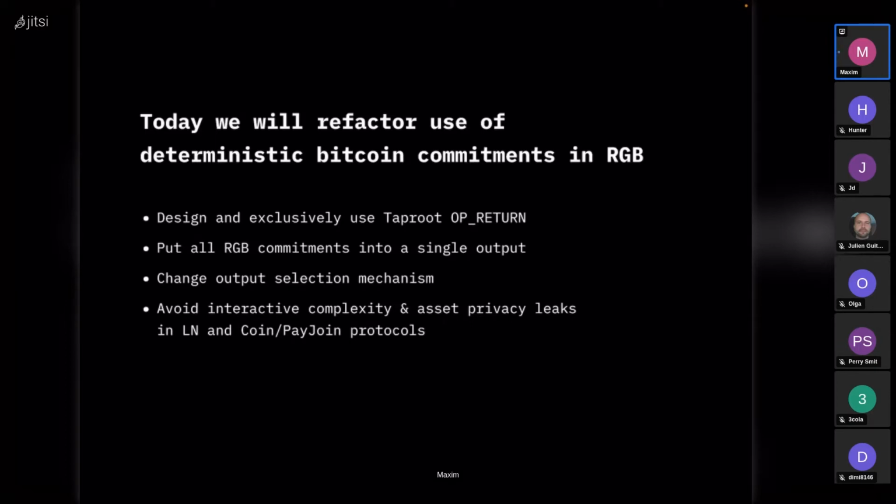Second, I would like to propose to put all RGB commitments inside the transaction into a single output, because currently, if you have different RGB smart contracts in the same transaction, they will usually commit into different outputs, each one of them into their specific output. Third, change the selection mechanism of how we determine which transaction output contains the RGB commitment, and use all of that to avoid interactive complexity and privacy leaks which happen in Lightning Network and coinjoin, payjoin protocols.